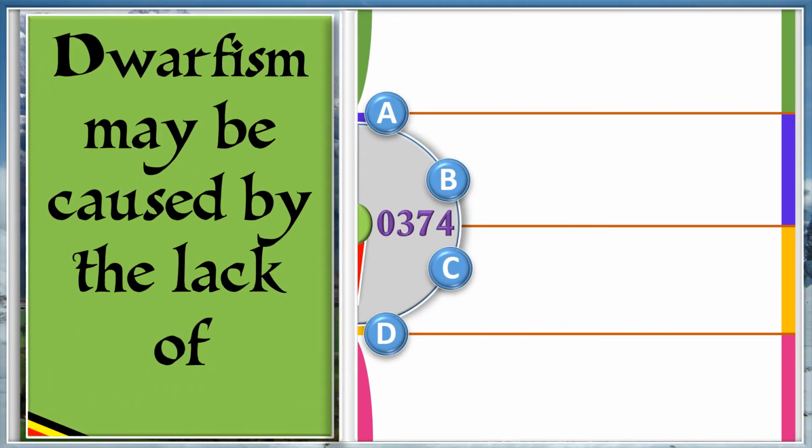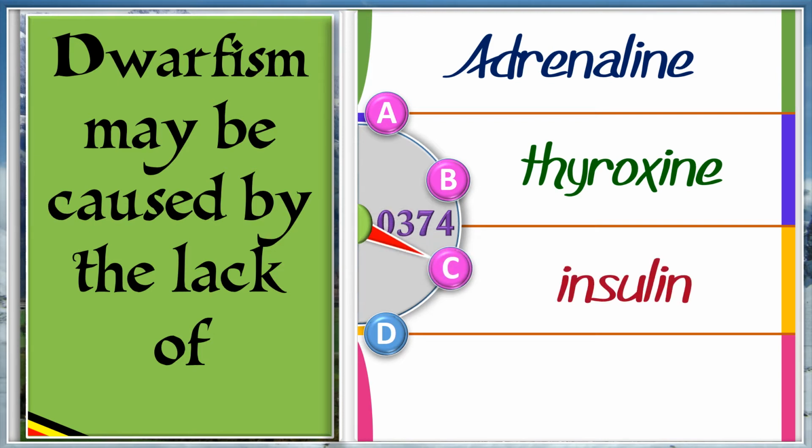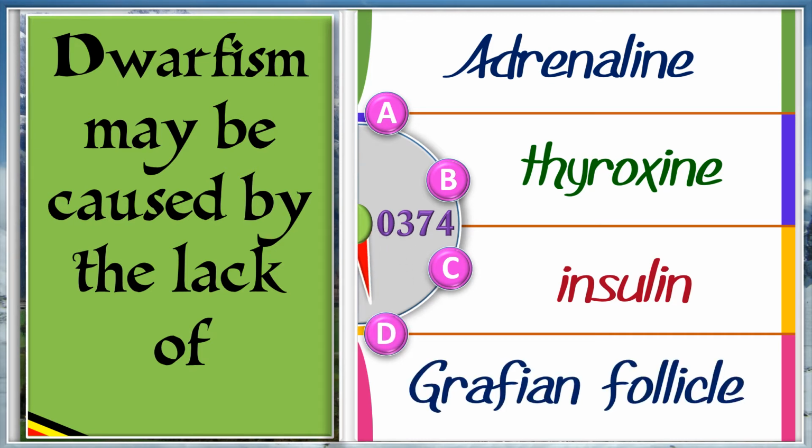Dwarfism may be caused by the lack of A. Adrenaline. B. Thyroxine. C. Insulin. D. Graafian follicle. And the answer is B. Thyroxine.